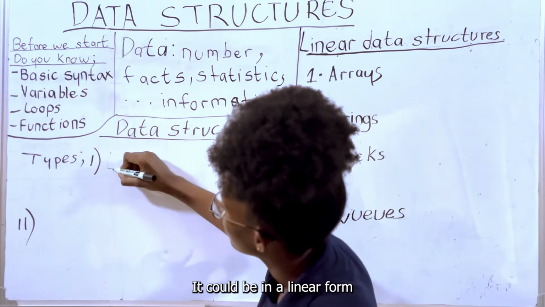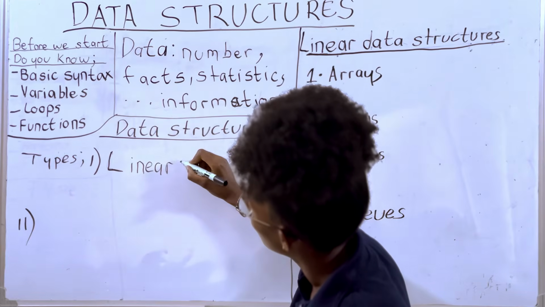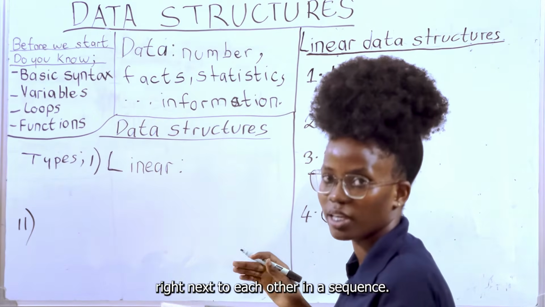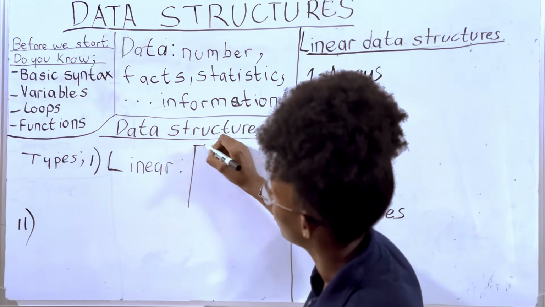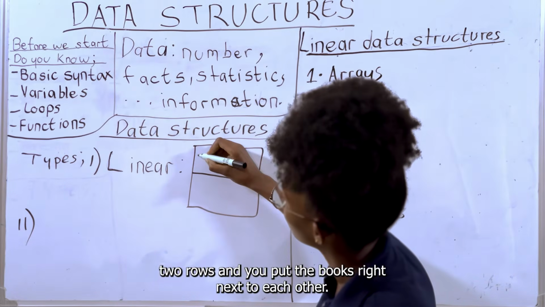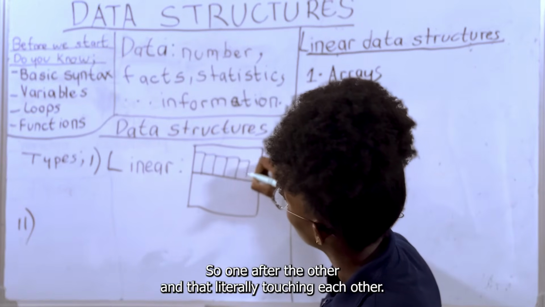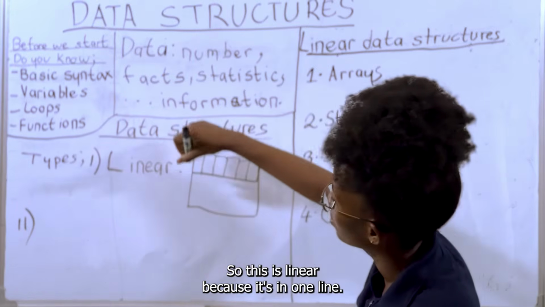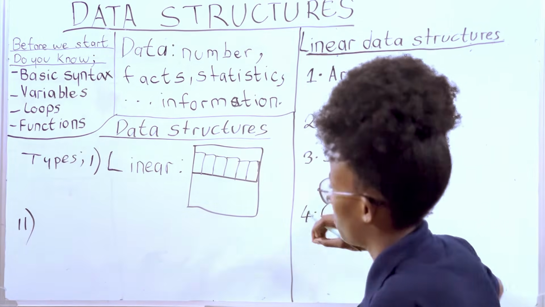It could be in a linear form, whereby data is organized right next to each other in a sequence. Think of it as a bookshelf, where you have two rows and you put the books right next to each other. So one after the other, and they're literally touching each other. So this is linear because it's in one line, we're following one line. So that is a linear data structure.